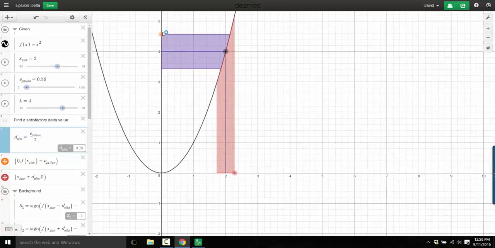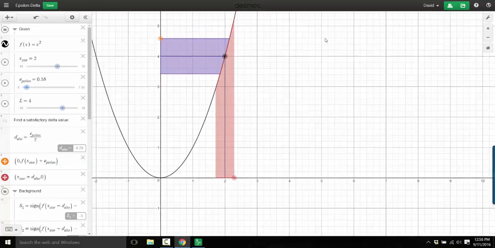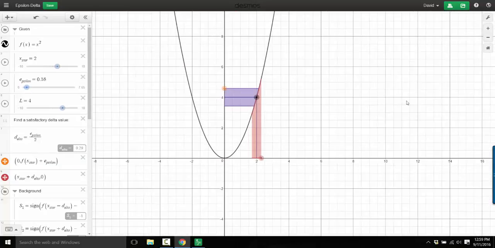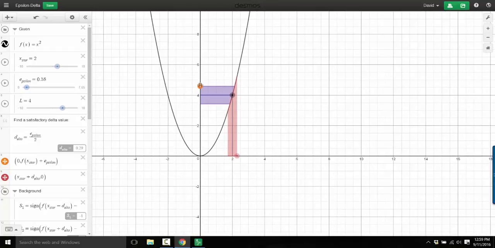Okay, well, looking visually, it looks like my delta window is half the length of the epsilon window. But very clearly, as I move my epsilon around, my delta window is too big. So I know my delta window needs to be even smaller than epsilon over 2. Oh yeah, this is never going to work.